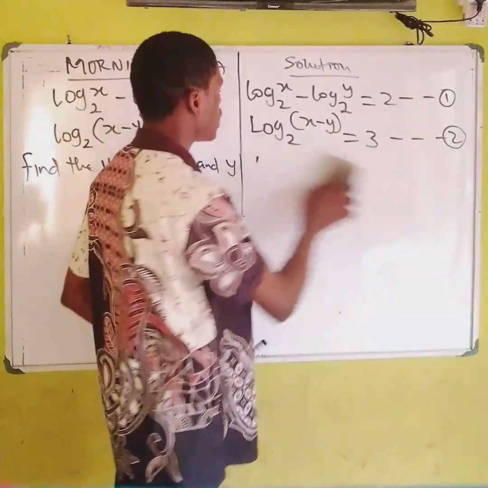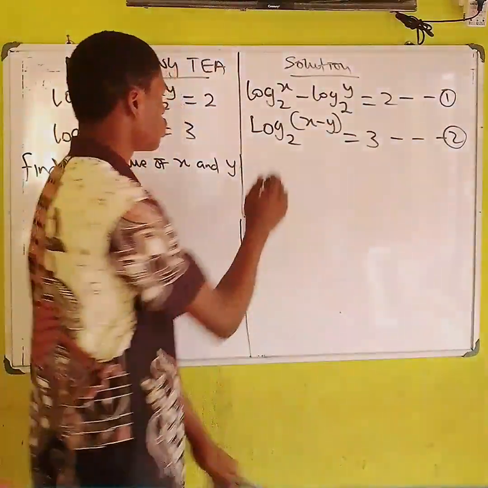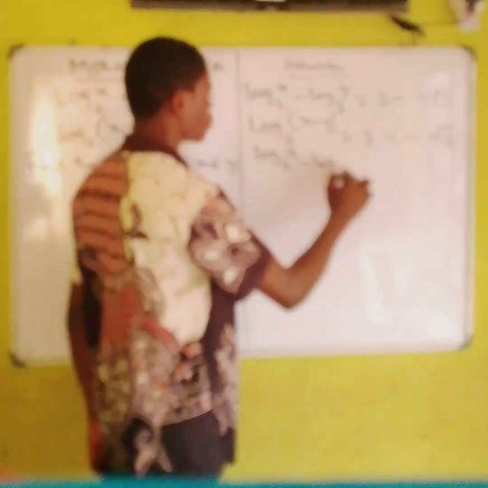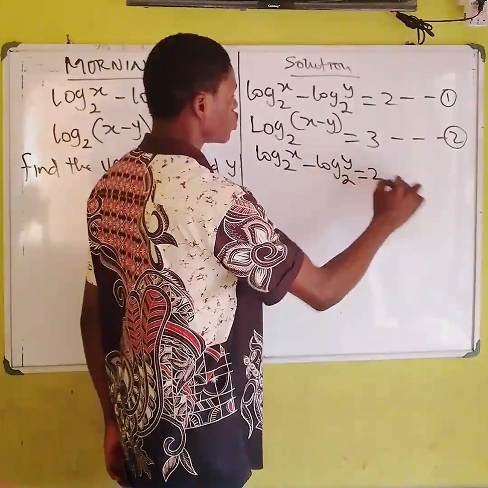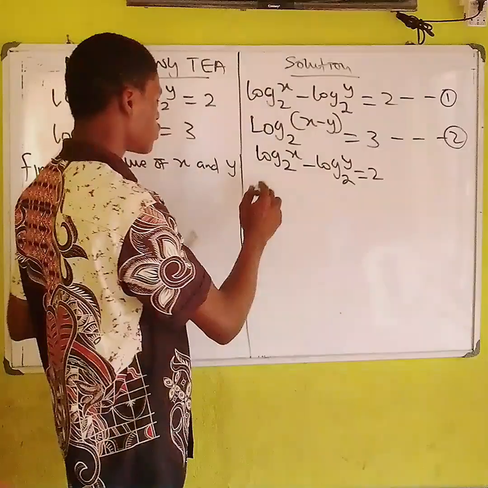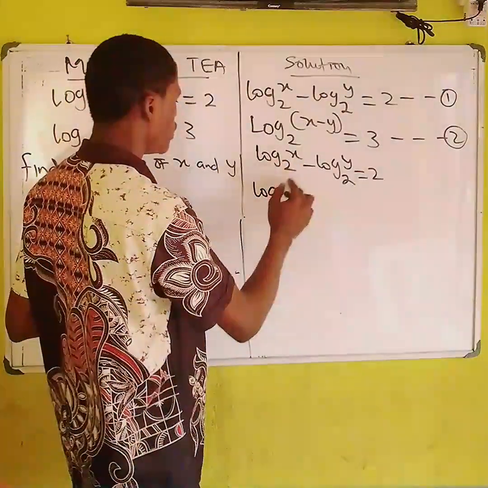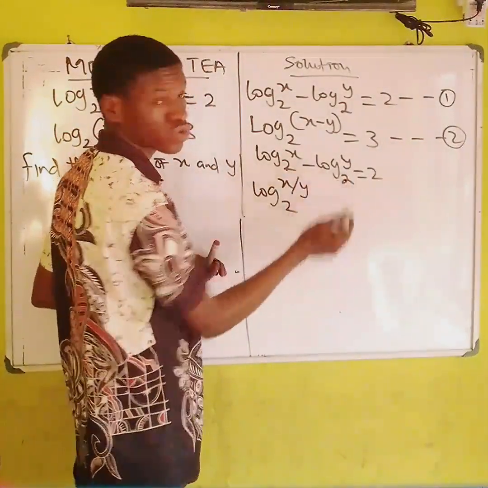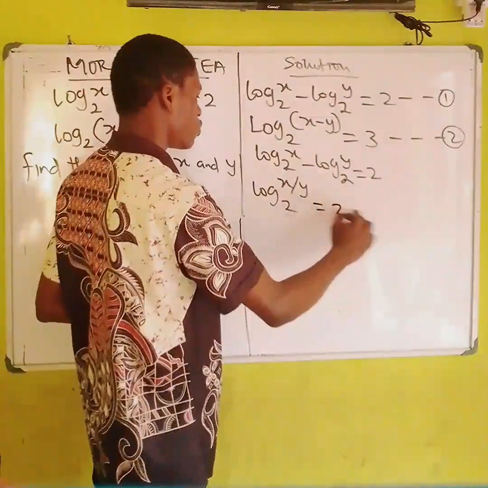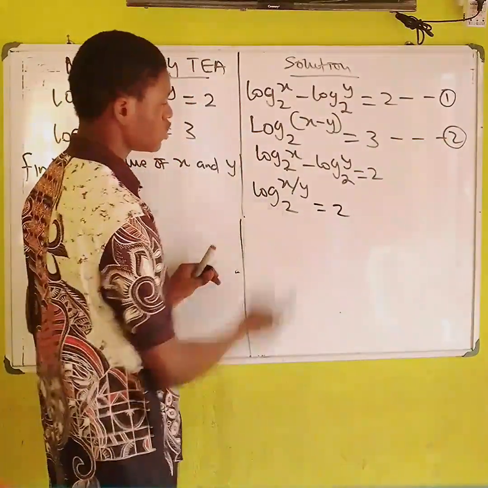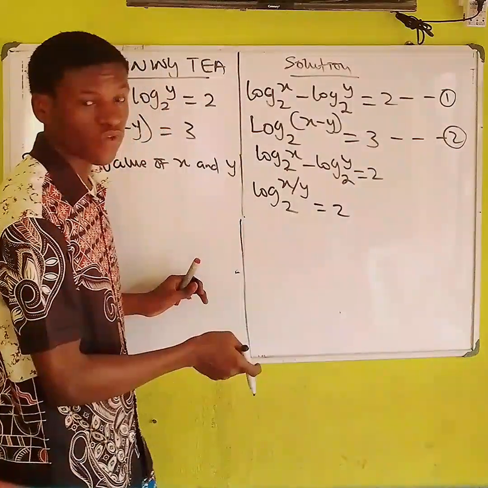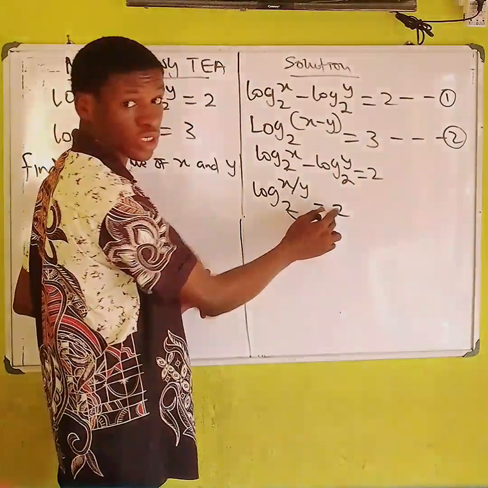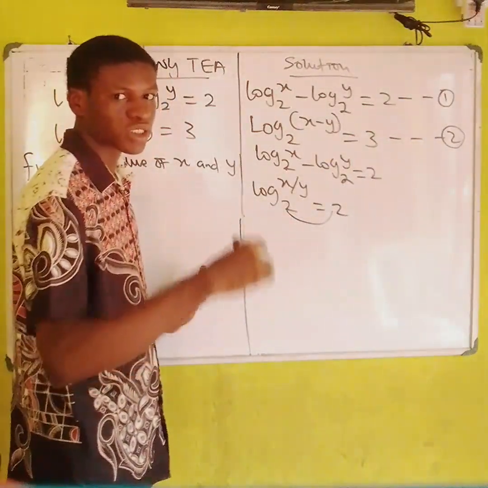Now, log base 2 of x minus log base 2 of y, which is equal to 2, can be written as log base 2 of x divided by y. They are the same logarithm, base 2, so it's equal to 2. Now I can simplify this further by taking out the log sign. These are the introductory parts in logarithm.